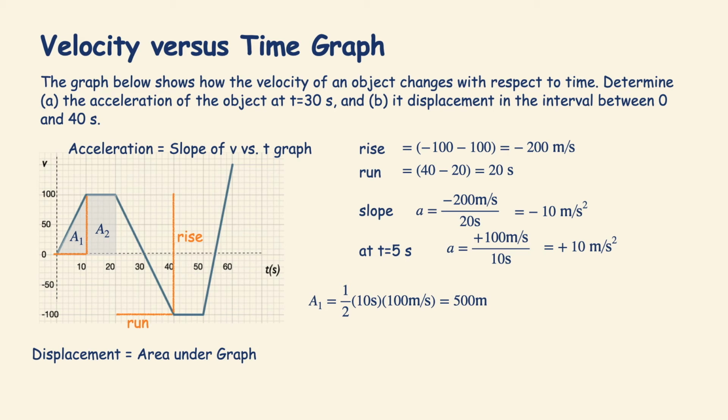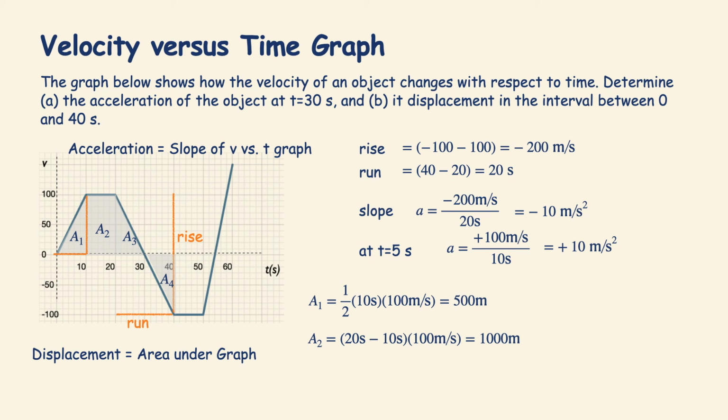The next segment under the graph is a rectangle. I marked it here as A2. The area of it will be simply the base, which is 20 minus 10 seconds, and the height of it is 100. So here I get 1,000 meters displacement for that portion of the graph. Then follow two areas here, A3 and A4. Geometrically, when you look at them, you can see that they correspond to two identical triangles. Only one of them is above the x-axis and the other one is below it. So I can expect the two areas to cancel.